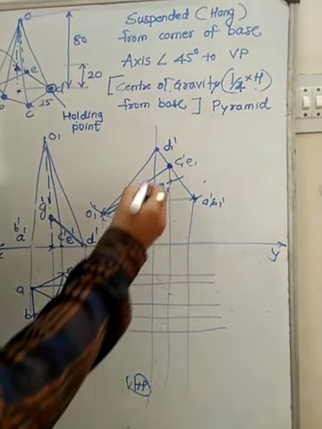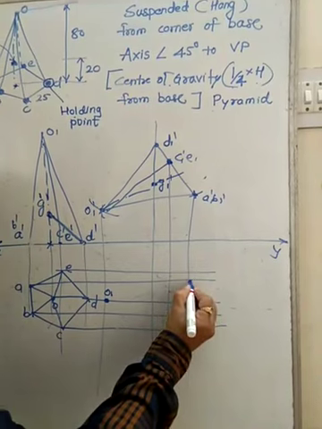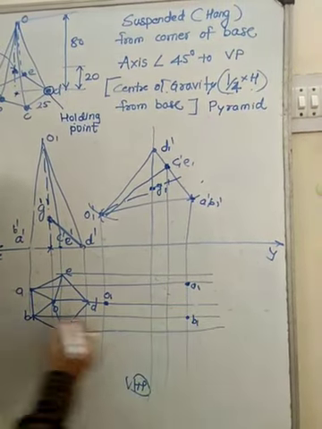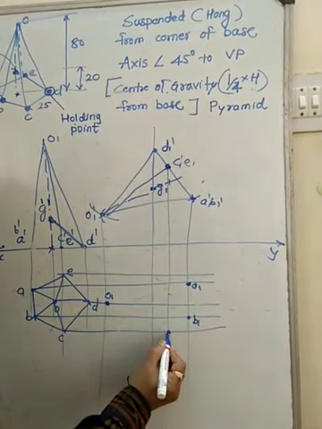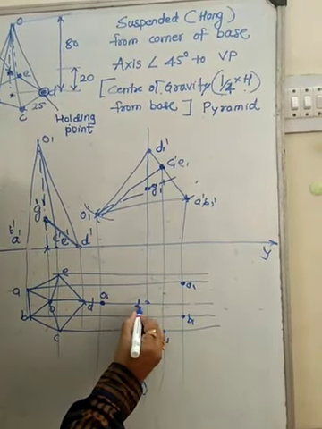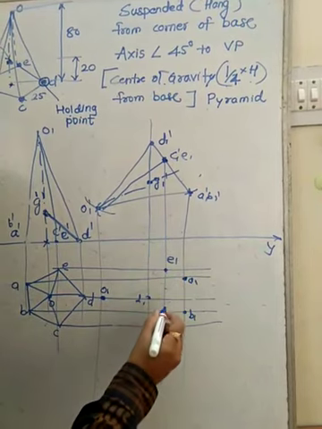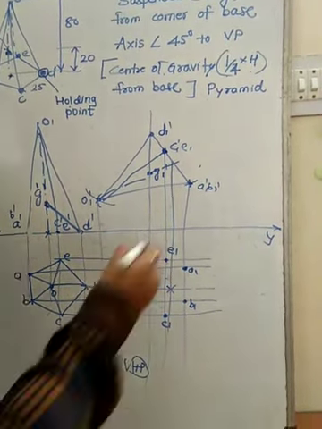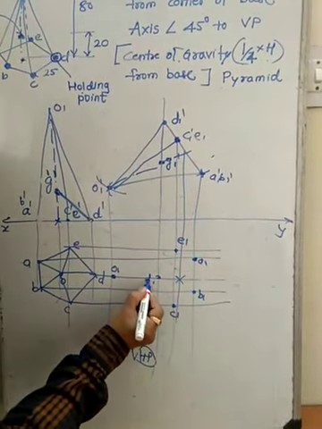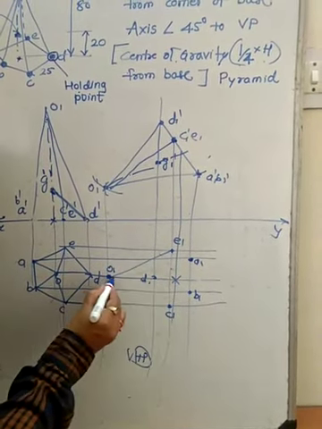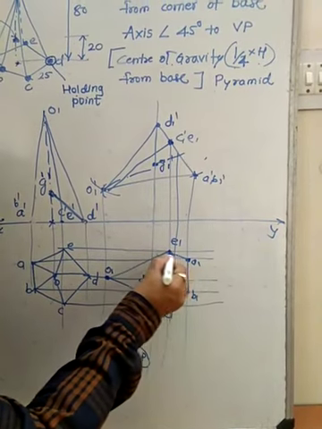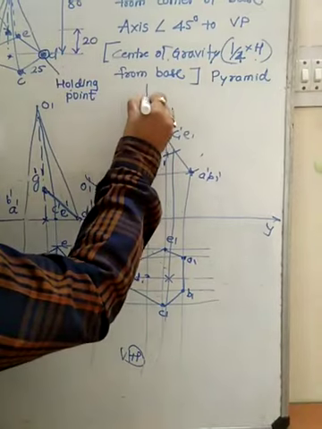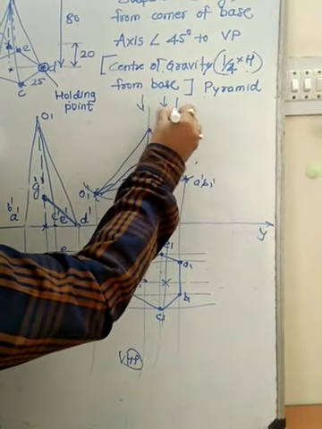O1. Now A1, B1, C1, D1, E1, and this is the axis. So mark first all the points A1, B1, C1, D1. Now first draw the boundary. Boundary should be dark. Now remaining lines, for that you have to observe the solid from top.